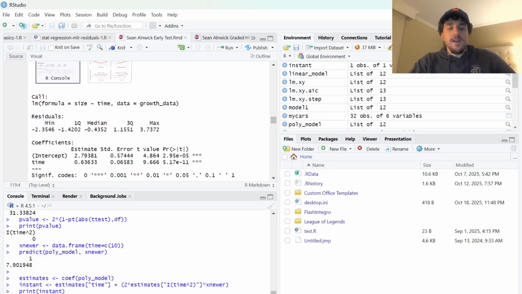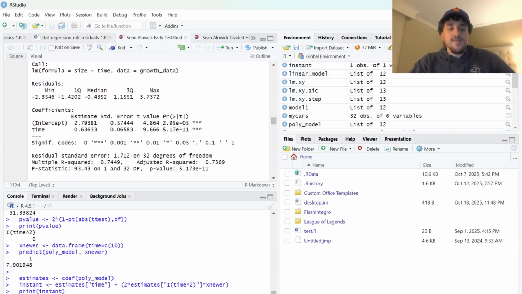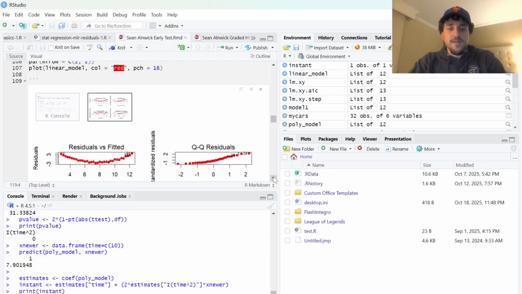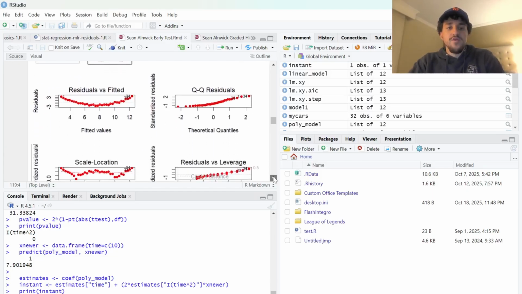But anyways, we still fit the data on an SLR model. And despite the p-value being fairly small, the adjusted R squared value being fairly large, and even the residual standard error value being fairly small, we can see how crucial it is to check our model assumptions through residual analysis.